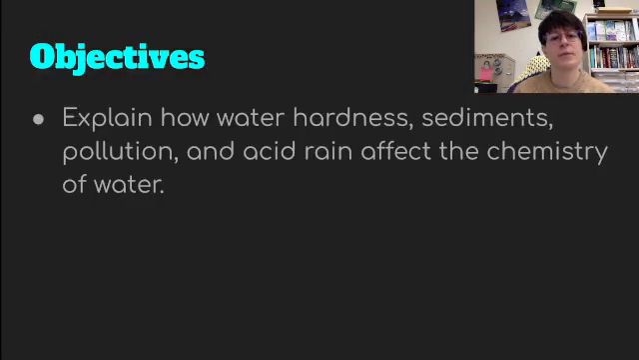So our objectives today were to explain how water hardness, sediments, pollution, and acid rain affect the chemistry of water. Except for water hardness, there are different types of pollutants that are detrimental to our environment. So we have to be aware of those things so that we can monitor and control them to the best of our ability.